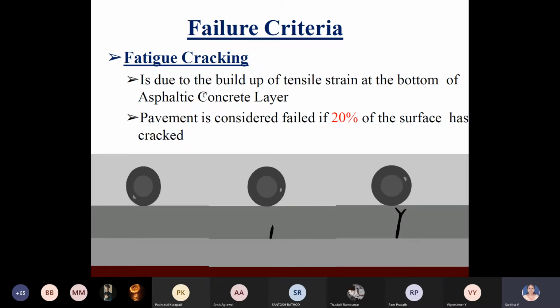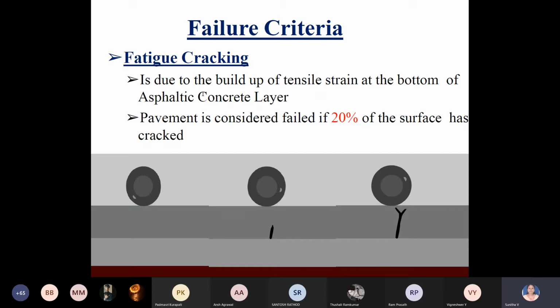Fatigue means this: due to fatigue, cracks will occur. Fatigue cracking means if you apply the load continuously many times, due to the repeated application of wheel loads, cracks will occur. That is called fatigue. Cracks can occur in many cases, due to shrinkage, temperature variations, or moisture variation. But if it is due to the repeated application of load, then it's called fatigue cracking.